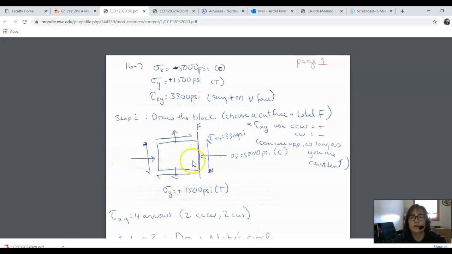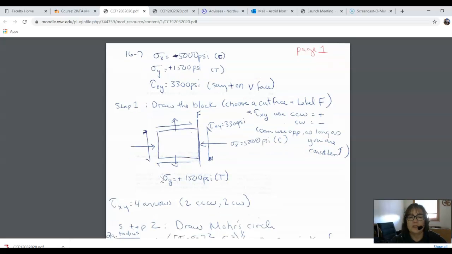So this arrow and this arrow on the vertical faces, if they were left to their own devices, would result in a counterclockwise rotation, whereas the arrows on the horizontal faces would result in a clockwise rotation. And they have to balance out. If they're both going in the same direction, then the block is going to spin, which is not the case for a state of stress.